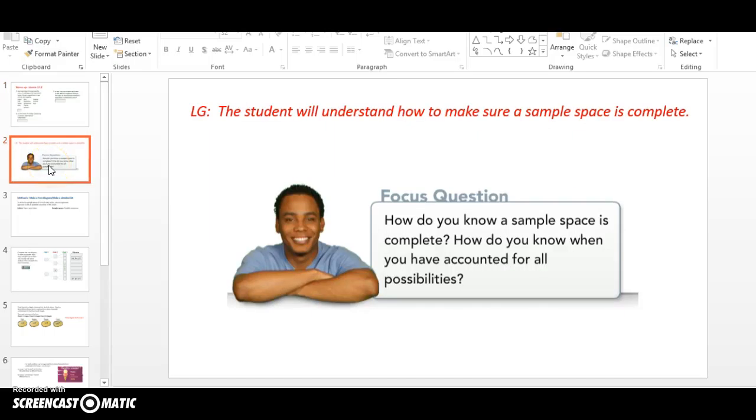All right, learning goal: the student will understand how to make sure a sample space is complete. In order for us to find compound probabilities later in chapter 17, you have to know how to figure out all of the outcomes. Because if you can't figure out how many outcomes there are, you cannot figure out the probability of that event happening. So that's why we're doing this.